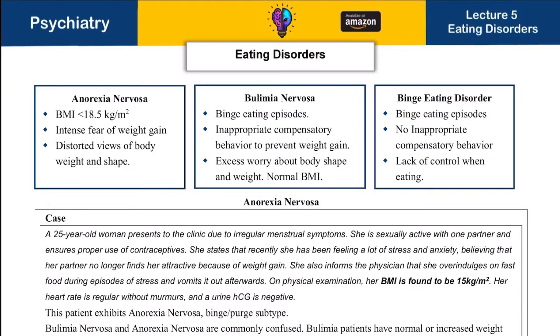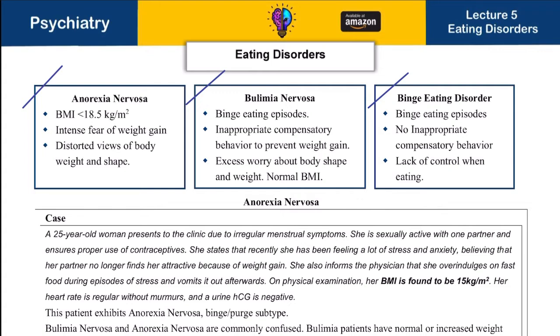Our next topic is eating disorders. DSM-5 categorizes eating disorders into three main groups: anorexia nervosa, bulimia nervosa, and binge eating disorder. We will take a look at the difference between each of these, and as a summary, I have put the most important diagnostic criteria in these boxes. So we will go through the summary first before going through each of these disorders.